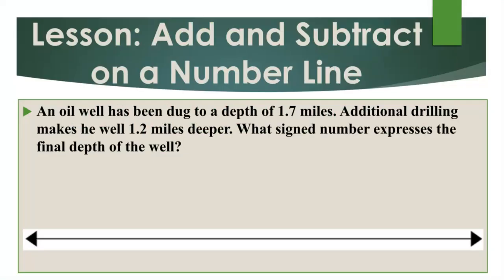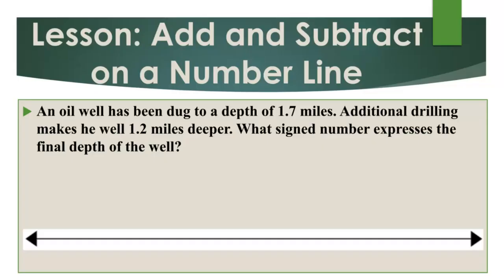So it says an oil well has been dug to a depth of 1.7 miles. Additional drilling makes the well 1.2 miles deeper. What signed number expresses the final depth of the well? When they talk about signed numbers, they're talking about, is it a positive or negative number here?